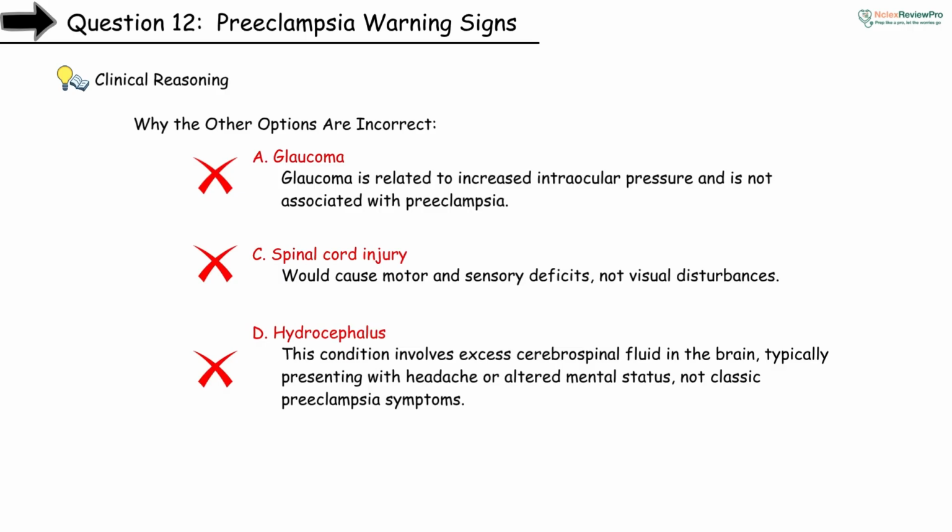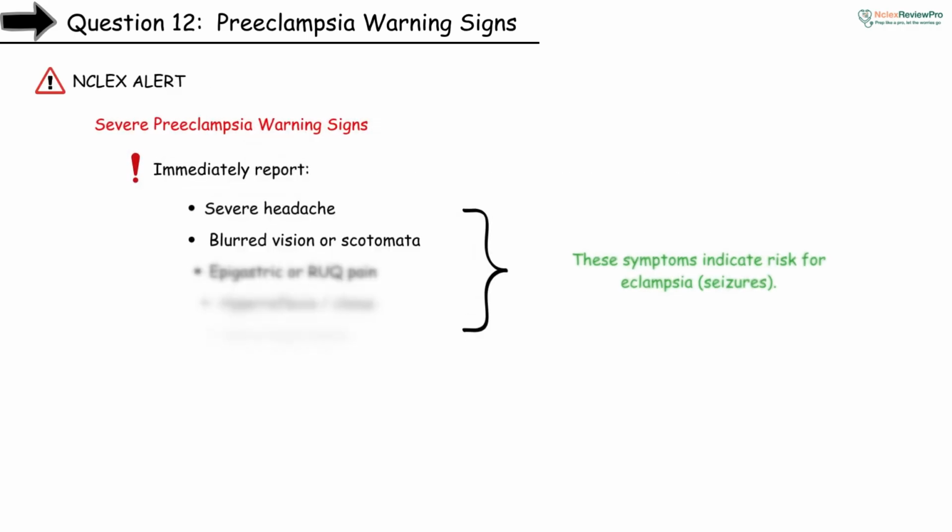Option A, glaucoma. This is related to increased pressure inside the eye. It is not associated with preeclampsia or these types of neurologic symptoms. Option C, spinal cord injury. This would cause motor and sensory deficits, not visual disturbances, so this does not match the presentation. Option D, hydrocephalus. This involves excess cerebrospinal fluid in the brain, but it does not present with the classic visual symptoms seen in preeclampsia. Here's your NCLEX alert.